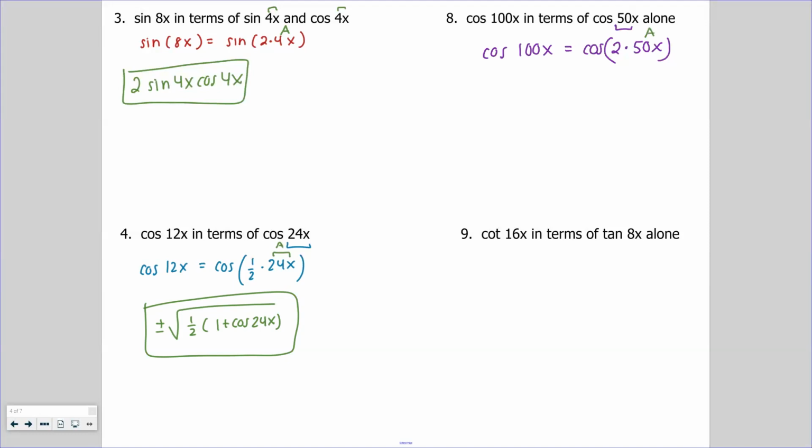And now remember, cosine has three expansions for 2 times some angle. We've got to pick the right one. There's only one expansion that only includes cosine. Our final answer can't have sine. So we have to pick the right expansion, otherwise we're going to get a little stuck. Okay, that expansion is going to be 2 cosine squared of our angle 50x minus 1.